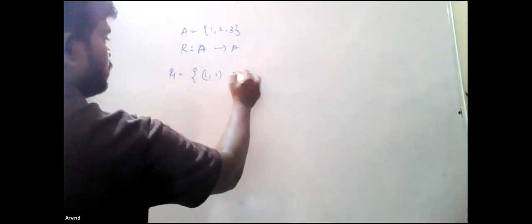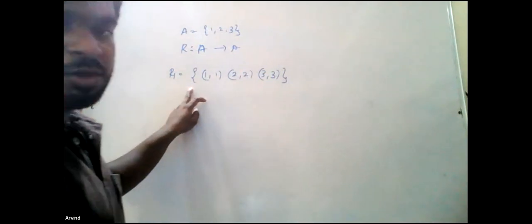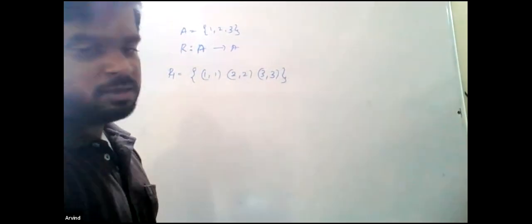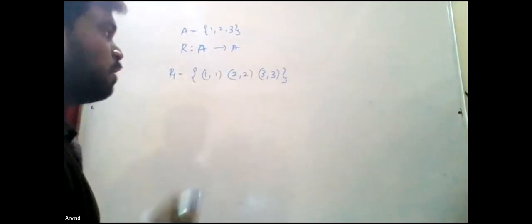(1,1), (2,2), (3,3). It is an equivalence relation. We also call it the trivial equivalence relation. It is reflexive, symmetric, and transitive. This is an equivalence relation. That is one.